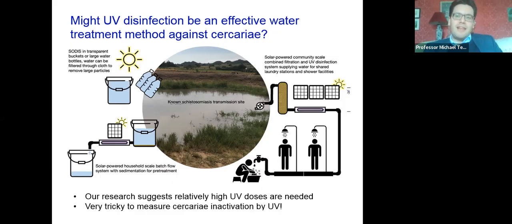But a caveat there is that it's actually very tricky to measure cercarian activation by UV light. One of the molecular techniques involved in this research was an assay to measure the damage to DNA of cercariae caused by exposure to UV light. That was a way to quantify the damage being done, and to tell with a bit more certainty when the cercariae were dead and no longer infectious. Otherwise, it's hard to just look under a microscope and tell whether a cercariae is squirming around. Is it still infectious, or is it not something we need to worry about?